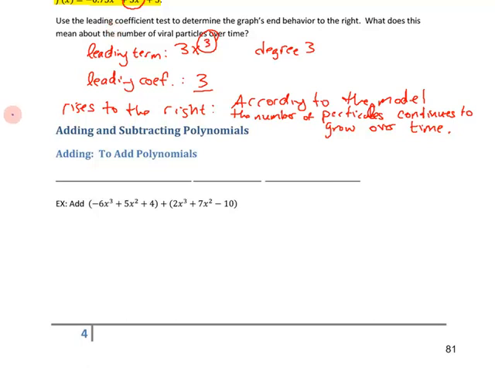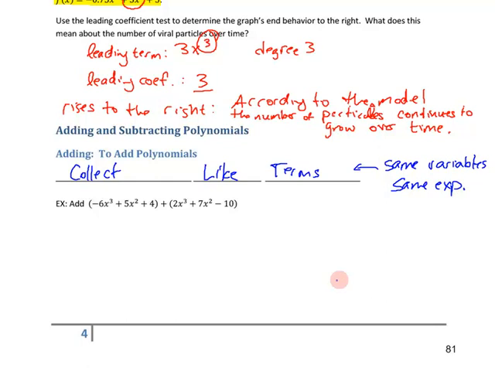Now the easiest type of operation to do with polynomials is to add them together. In fact, you already know how to do this. We've done this type of operation before. When you add polynomials together, you're just going to collect like terms. That's it. That's all you've got to do. We've collected like terms in linear equations, but now we're going to do it when we have exponents. All we've got to remember is like terms are the same variables with the same exponents.